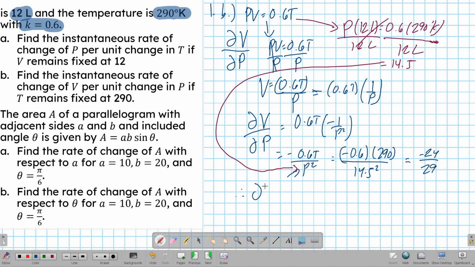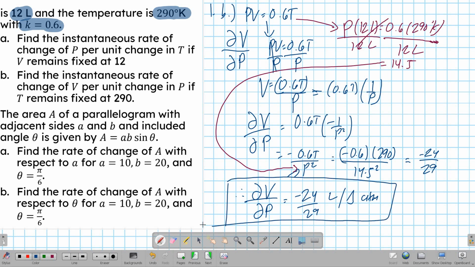Therefore, the instantaneous rate of change of V in terms of P is negative 24 over 29 liters per change in atmosphere. So there you go. Those are examples of the application of the partial derivative as a slope and as a rate of change. The others that are not answered may serve as your own personal exercise.